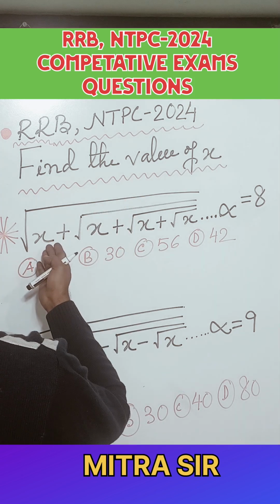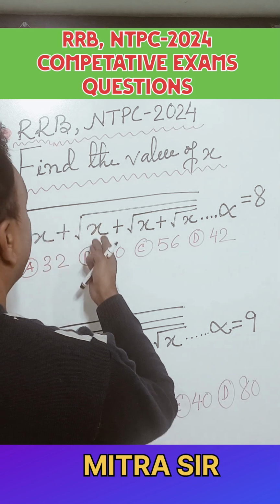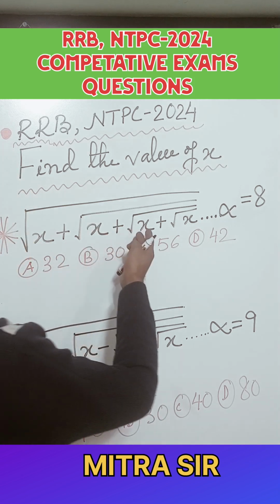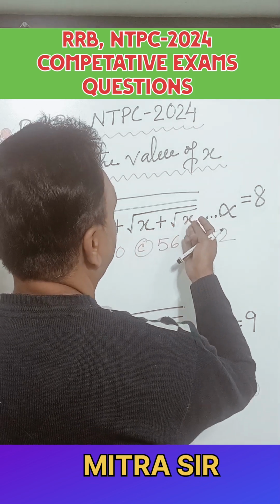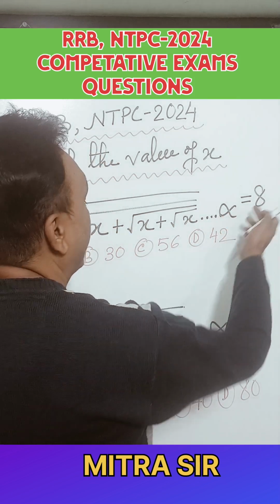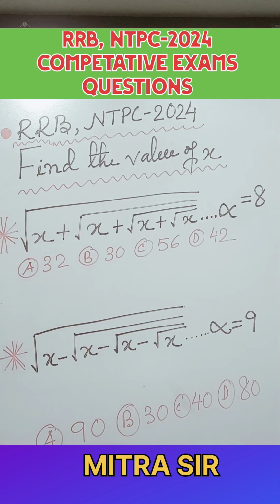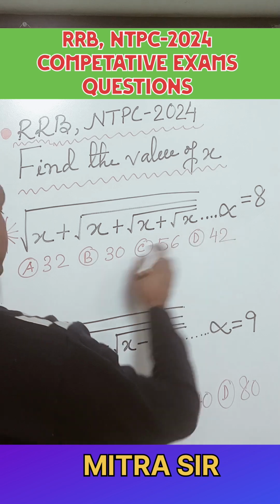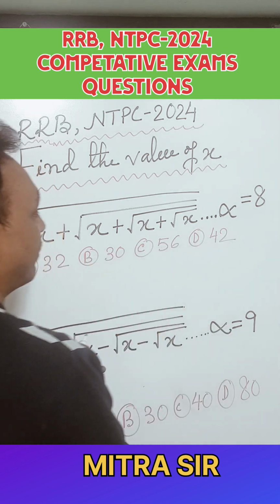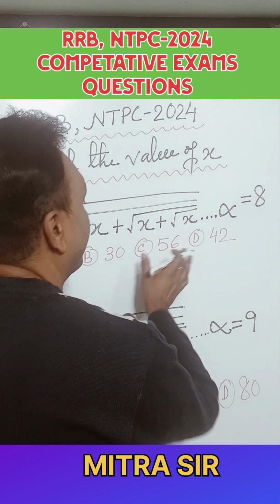So check the first question, first expression: square root of x plus square root of x plus square root of x plus square root of x, up to infinity, and its value is given, it is equal to 8. From this expression you have to find out the value of x. Now this is a multiple choice question. These are options A, B, C, D as given below. So you have to find out the correct answer from there.